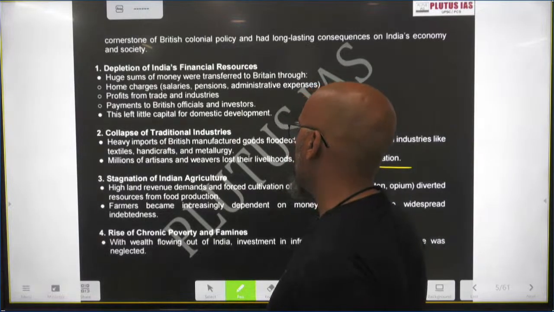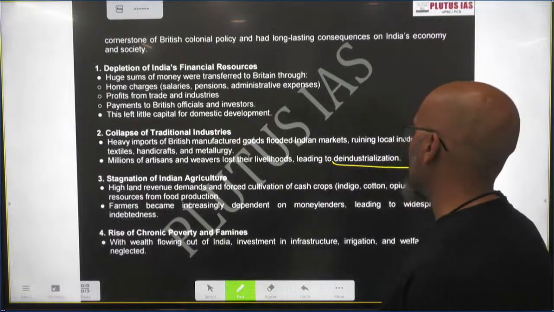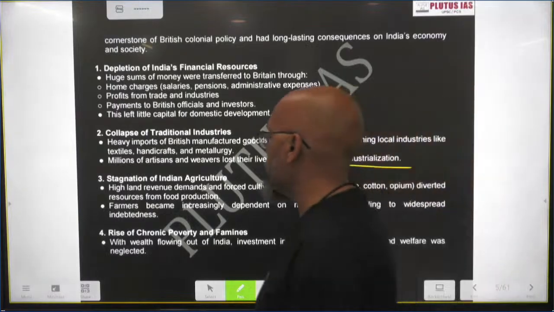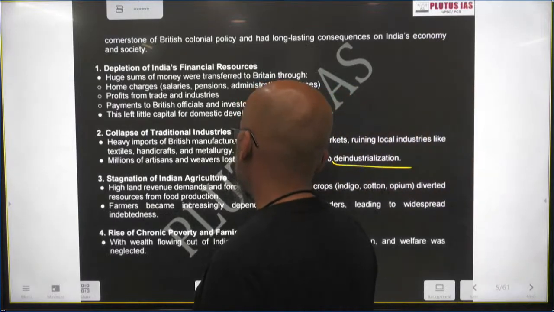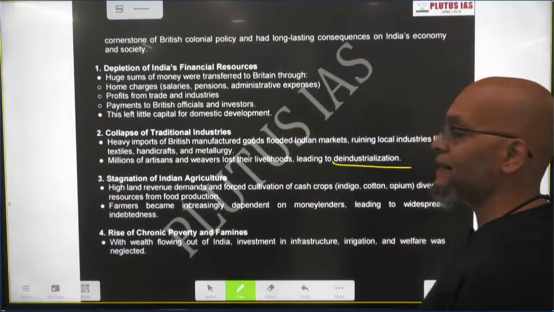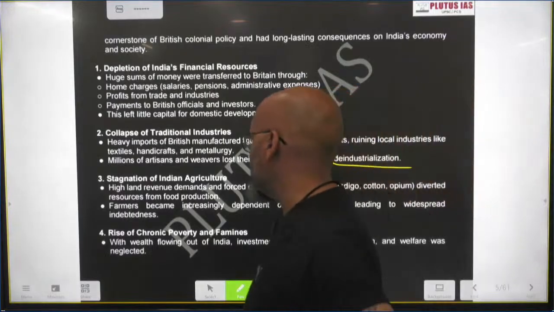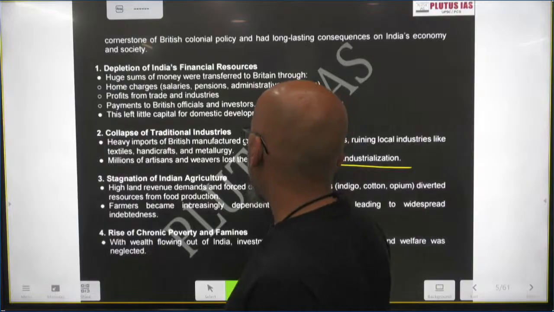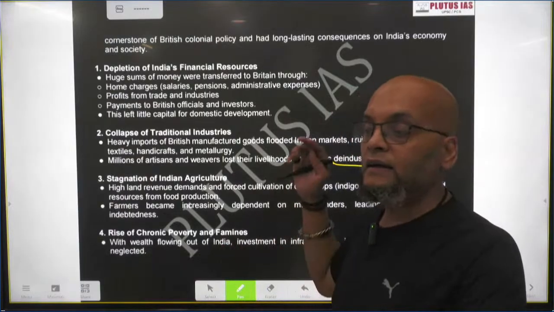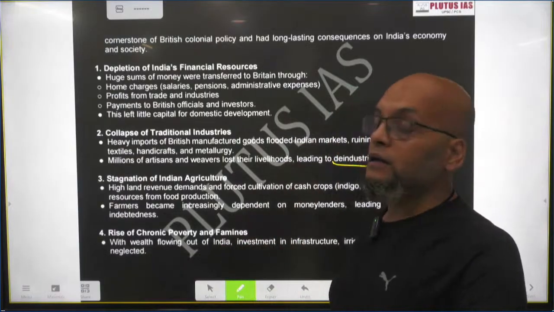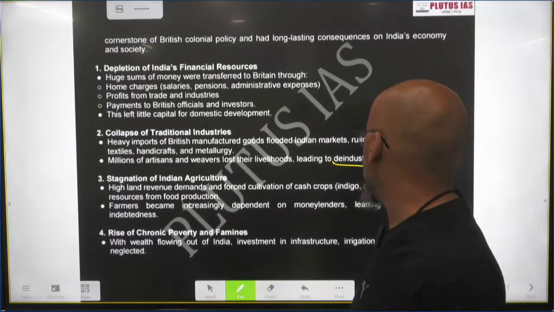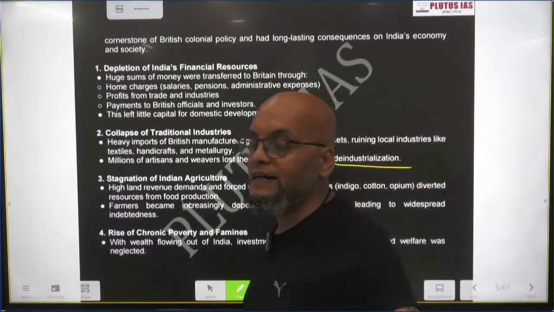High land revenue demands and forced cultivation of cash crops like indigo, cotton, opium diverted resources from food production. Farmers became increasingly dependent on moneylenders, leading to widespread indebtedness. Okay, as I already told you, due to high land revenue demands and forced cultivation of cash crops, resource diversification and decrease in food production occurred. It also rendered farmers dependent on moneylenders, and it also led to huge spread of indebtedness.